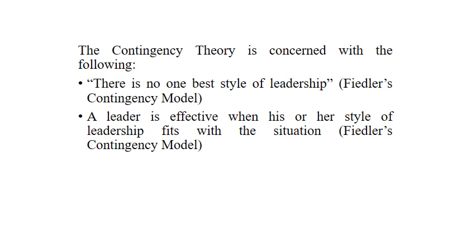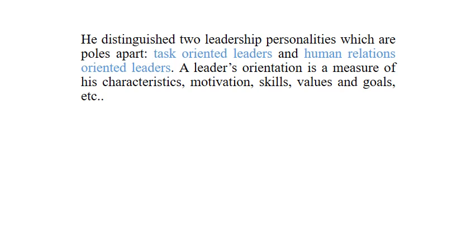That's just an example. He distinguished two leadership personalities which are poles apart, that is task oriented leaders and human relations oriented leaders. So some leaders are task oriented, they are only interested in doing tasks. They need to perform well in their job, in their work, only 100% performance, they are only interested in that. They are not interested in human relations, that is needs of the people, the motivation, influencing people, they are not at all interested. They are only interested in doing their task.